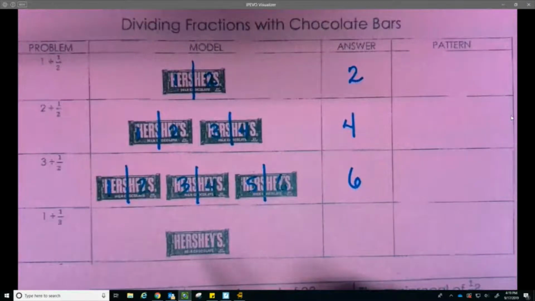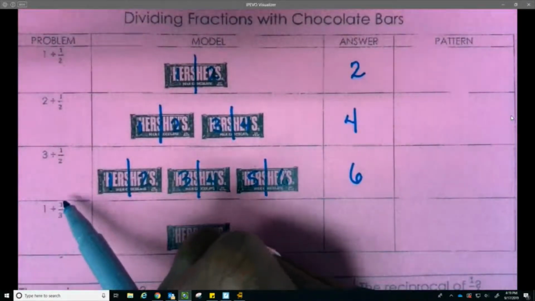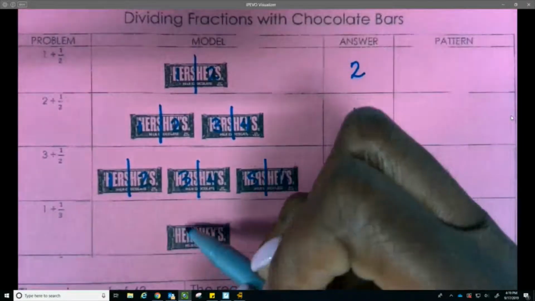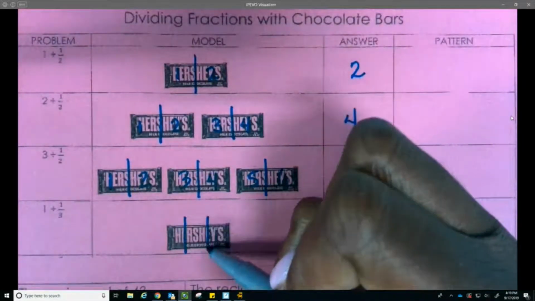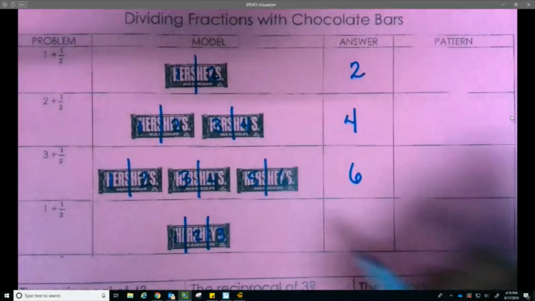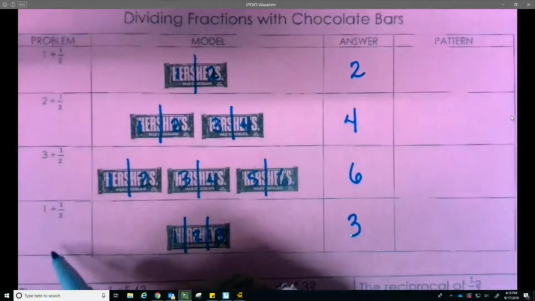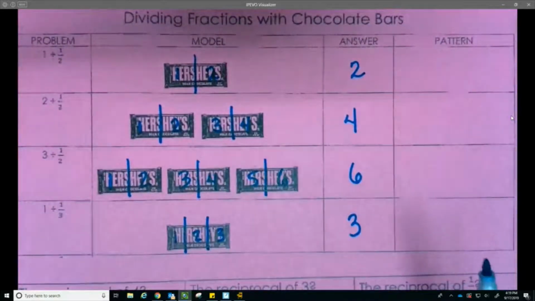Okay. Then I have this odd one right here. It's 1 divided by 1/3. So I'm going to break this Hershey bar up into 3 equal parts. And I got 1, 2, 3 equal parts. So 1 divided by 1/3 gives me 3.